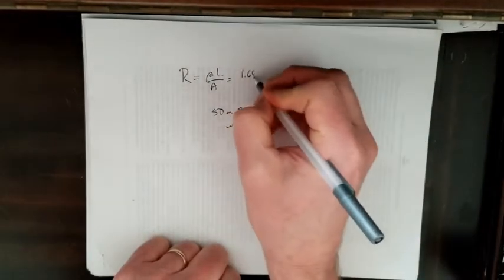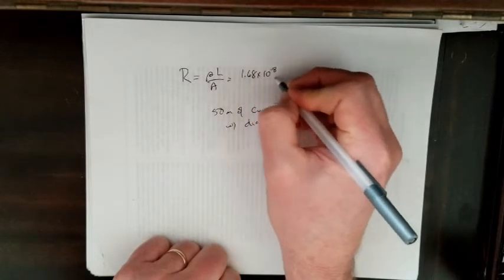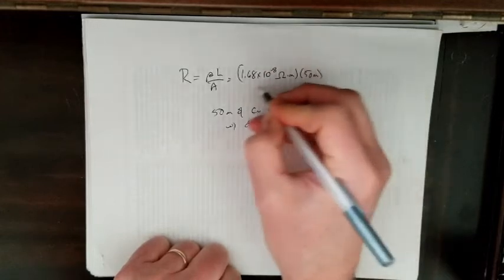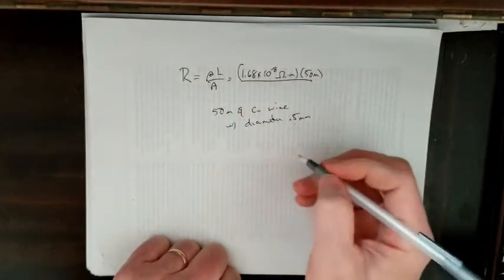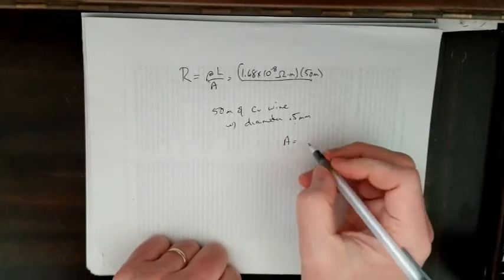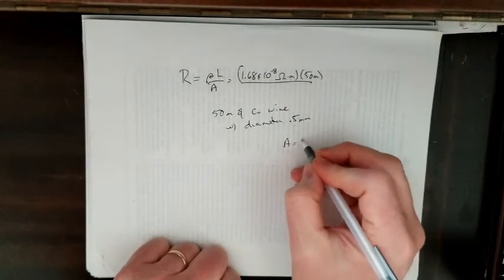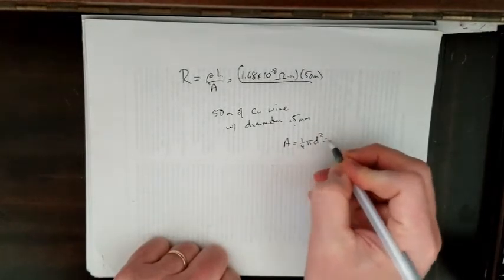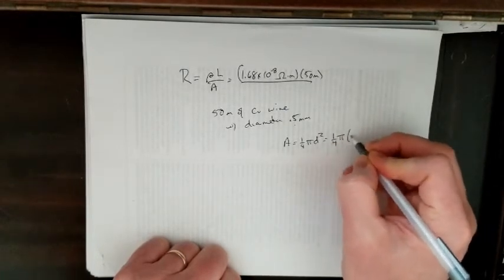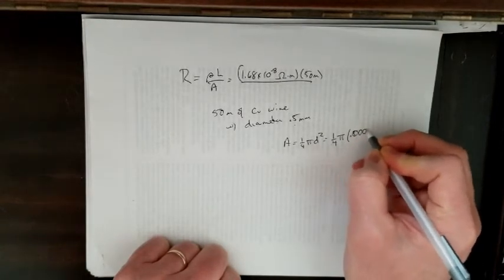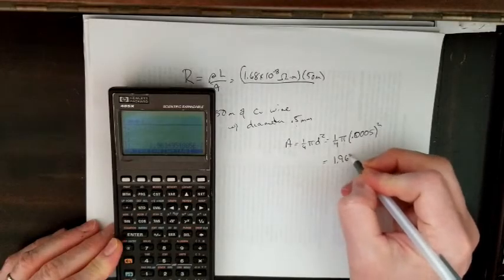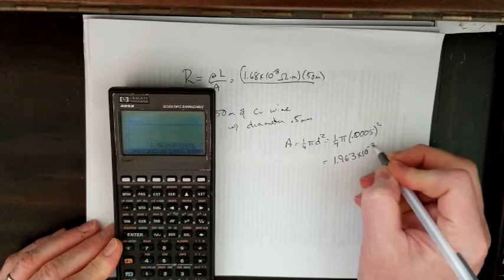Rho, 1.68 times 10 to the negative 8 ohm meters, times the length, which is 50 meters, divided by the area. Well, I gave you the diameter, so the area, and I assume it's round wire or cylindrical wire, would be 1/4 pi d squared, or pi r squared, as most people are used to. So 1/4 pi of 0.0005, let's get it into SI units, squared, is 1.963 times 10 to the negative 7th.